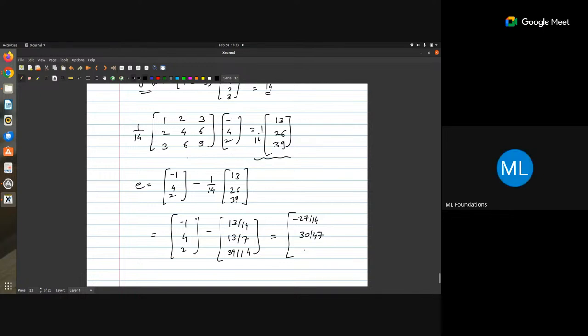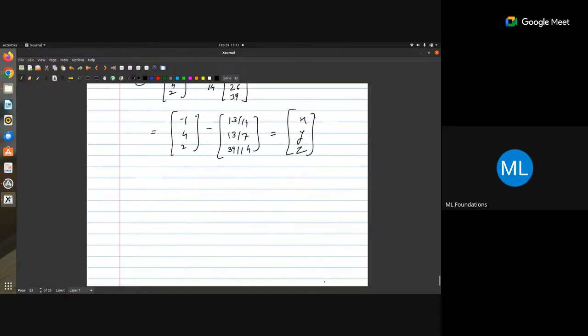30 by 14. Sir, minus nahi aayega. Minus to nahi aayega. Okay, 40. So values are there. These are very complex values anyway. So let's say these are x, y, z values. Then we have to find the length of the error vector.